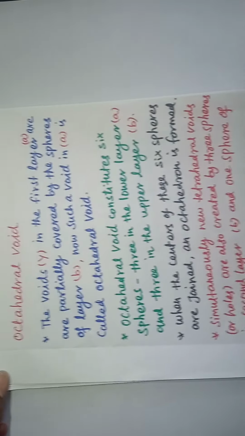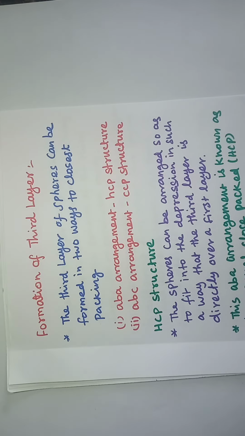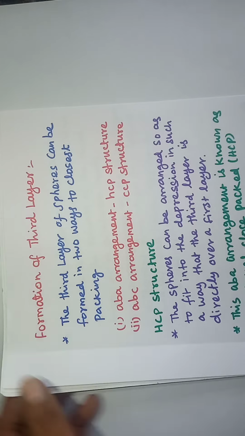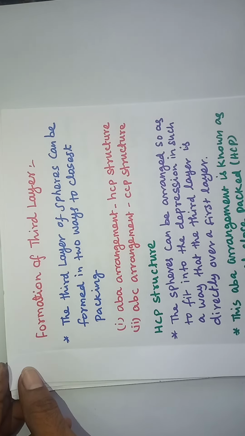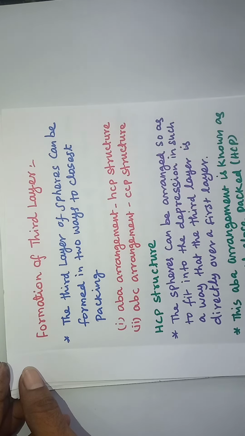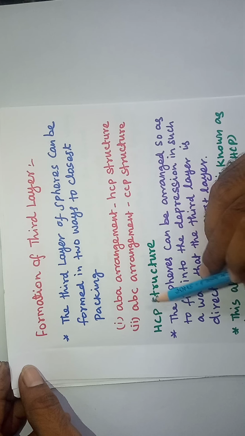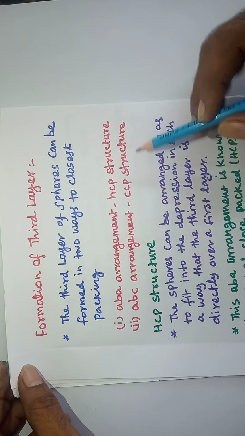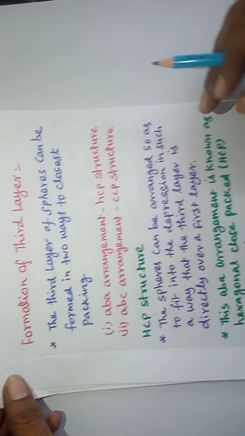Now let us see the formation of the third layer. The third layer can be obtained by arranging the spheres in 2 ways. One is the ABA arrangement, called the HCP structure. Another one is the ABC arrangement, the CCP or FCC structure.